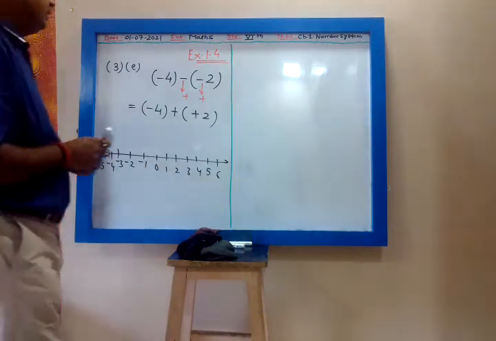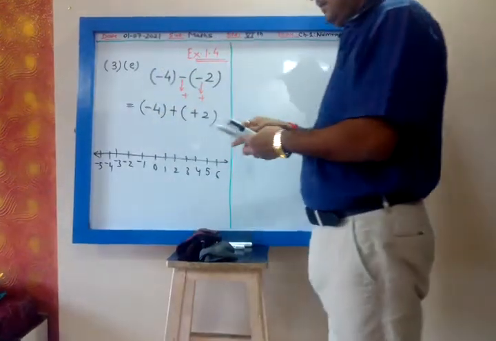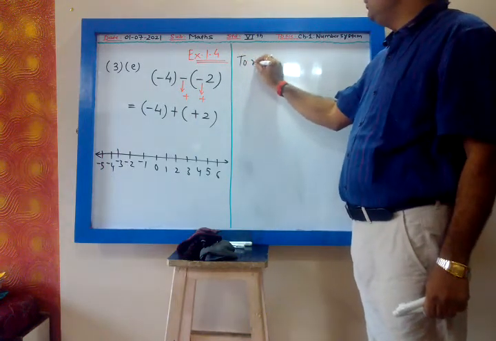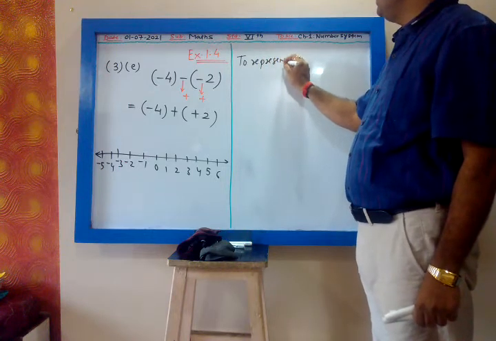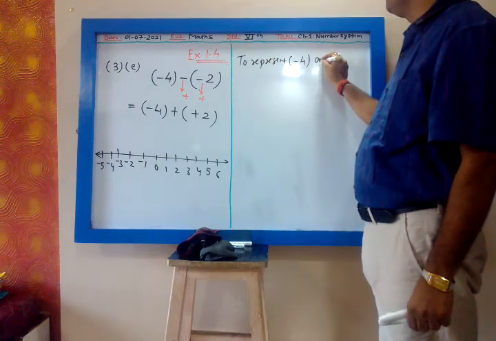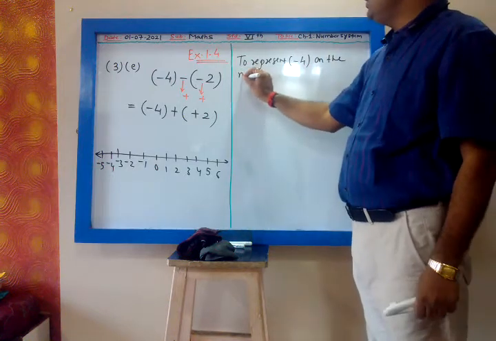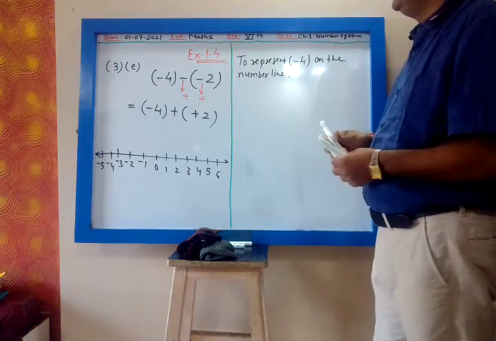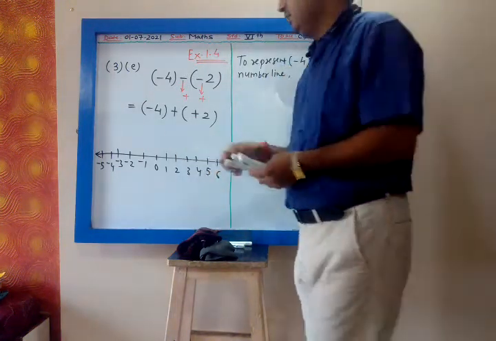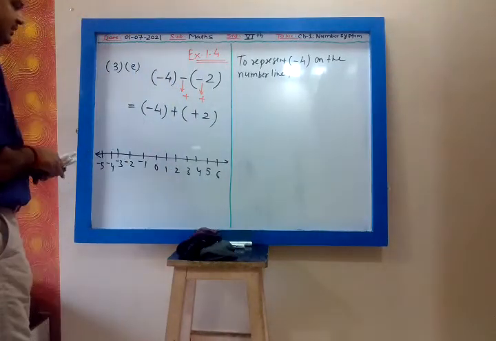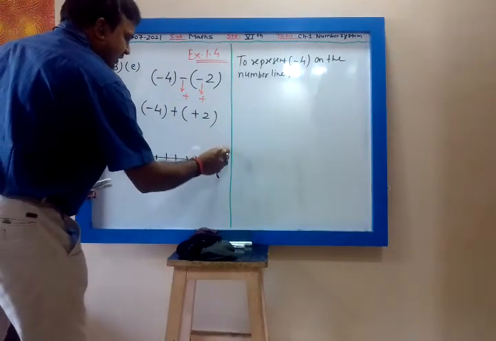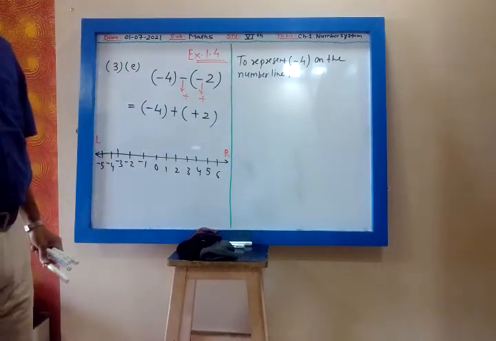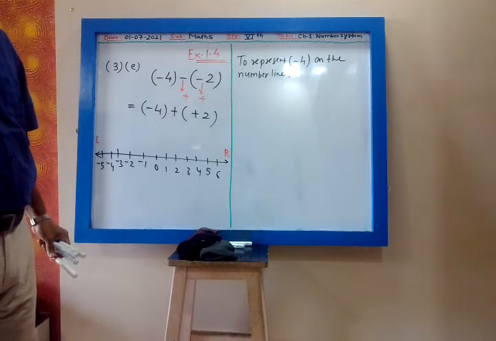Okay. So first I will represent the number minus 4. So how you will represent the number minus 4? To represent number minus 4 on the number line, what you will do? See, in this number line, this is my right side and this is my left side. So to represent number minus 4 on the number line, what we do?